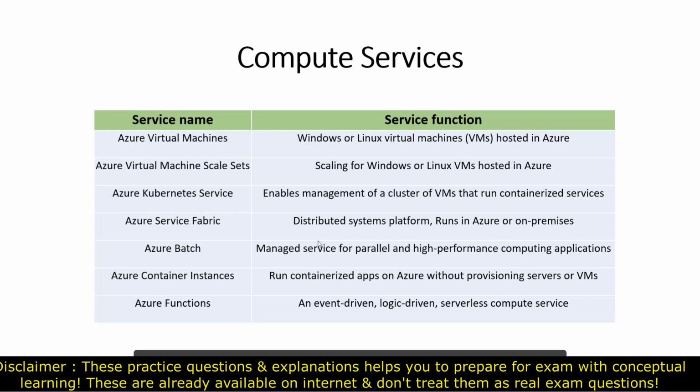As I mentioned, Virtual Machine Scale Sets are used for scaling the virtual machines or your hosted application. Azure Kubernetes Service is used for managing the cluster for containerized applications. Then we have Azure Service Fabric, the distributed systems platform, and it runs either on Azure or your on-premises environment. Then we have the Azure Batch service, a managed service for parallel and high performance computing applications.